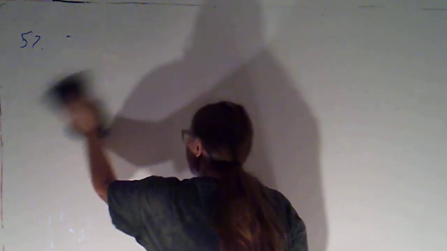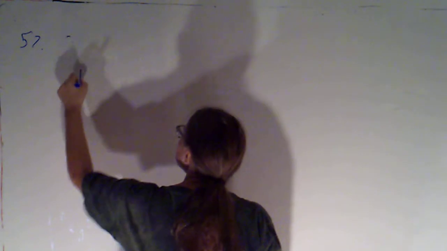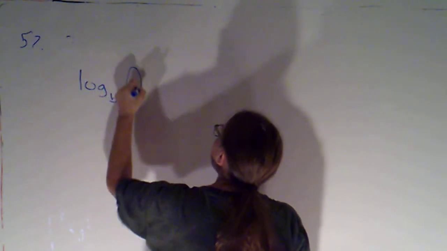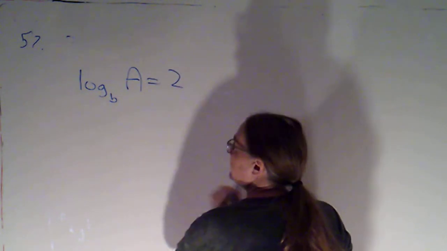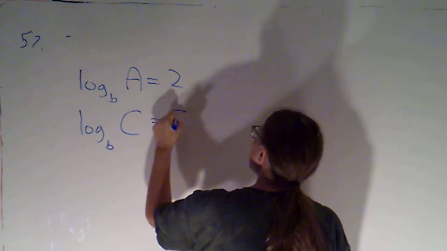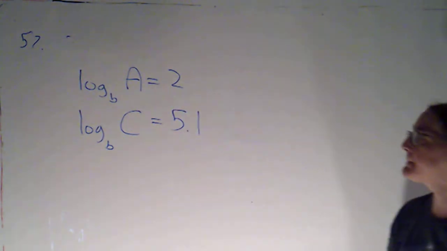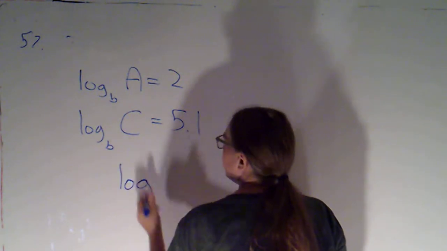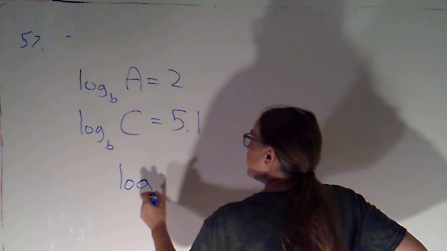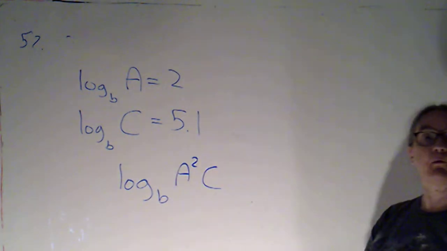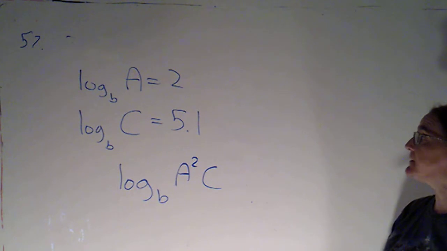A couple problems in your book also give you the value of certain logs. So let's just say I had the log base b of capital A was 2. And the log base b of capital C was 5.1. And then let's say I was asked to calculate the log base b of a squared times c. I was asked to evaluate what that was.